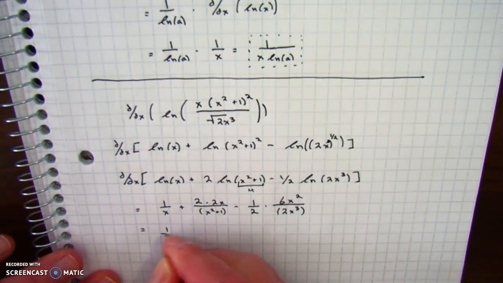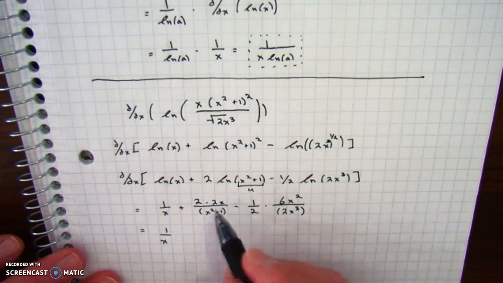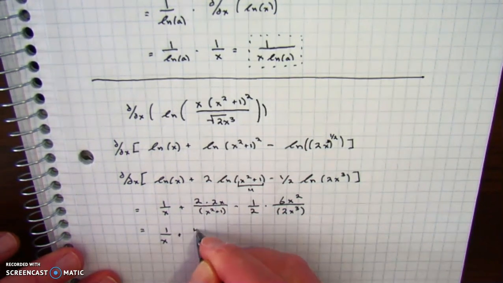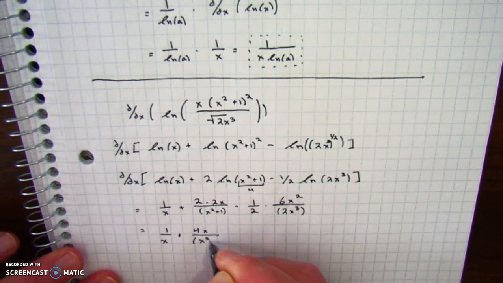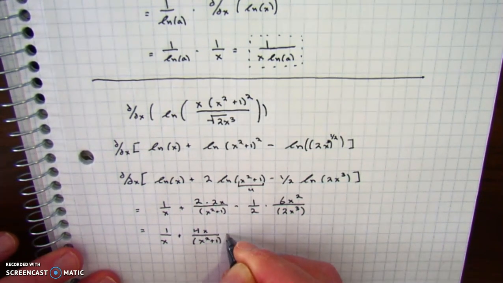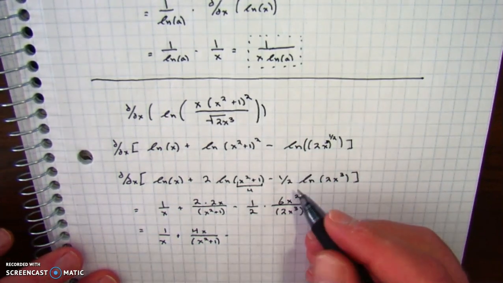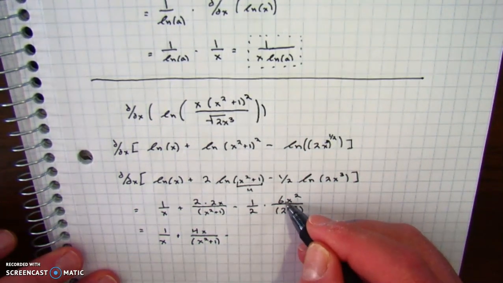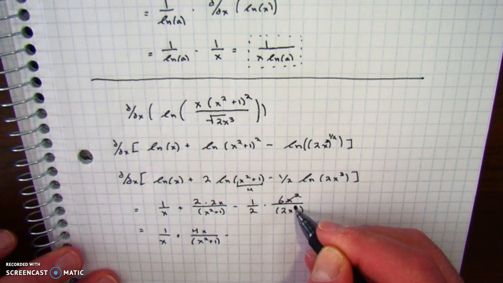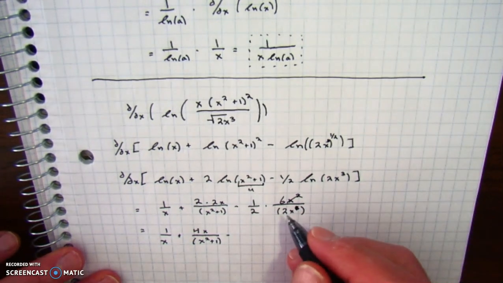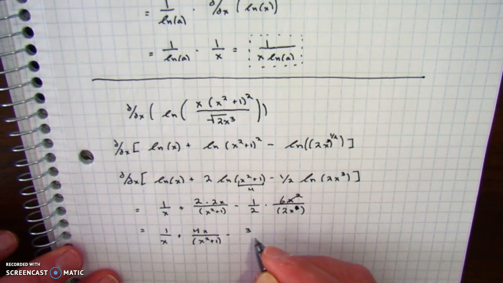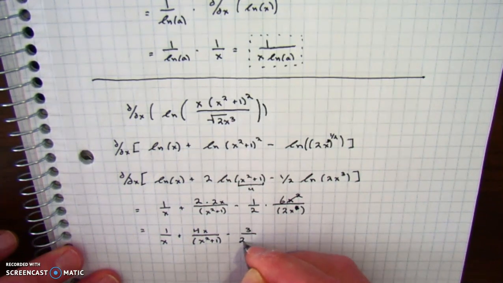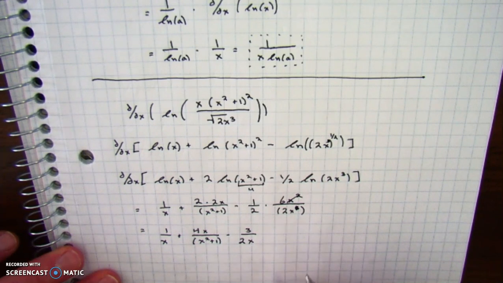So I've got 1 over x. 2 times 2 is 4, over x squared plus 1, minus. Let's simplify this one just a little bit. I'm going to be left with just an x on the bottom. I'll have 6 over 4, so that's the same as 3 over 2x. Those x's cancel out.